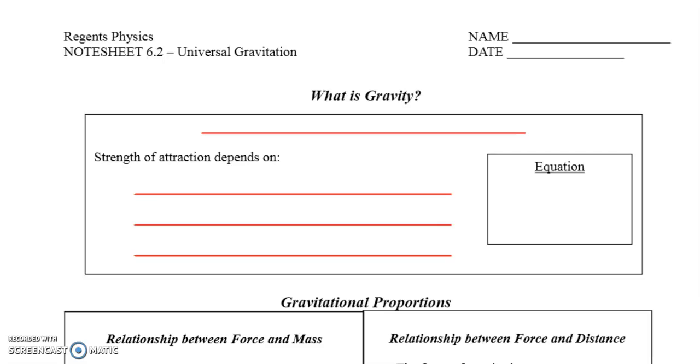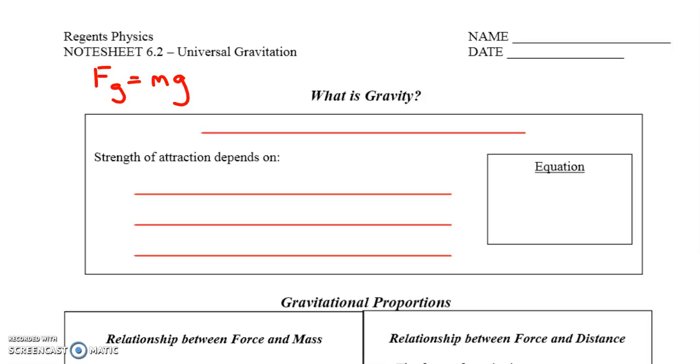So the question we're asking ourselves is, what is gravity? You know about the force of gravity at this point on Earth being the mass of the object times the gravitational field strength on the Earth. But what would be the force of gravity if we wanted to figure out the force of gravity between any two masses, not just your mass or an object's mass and the Earth?